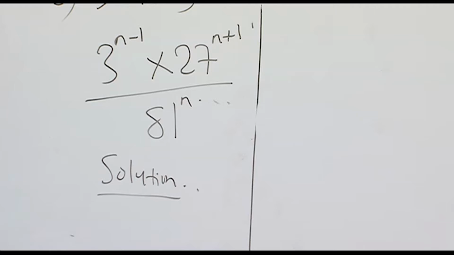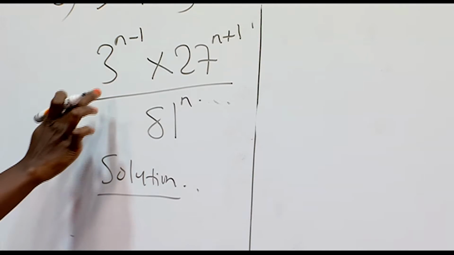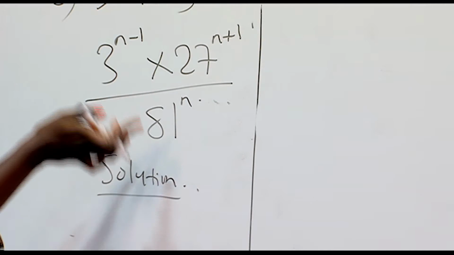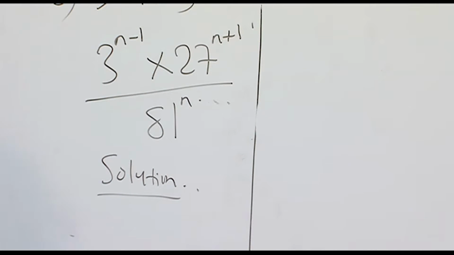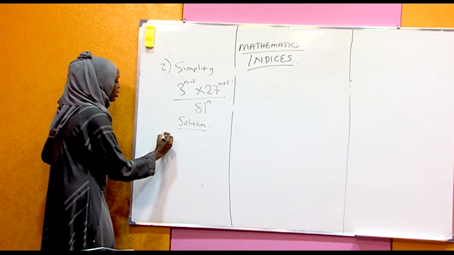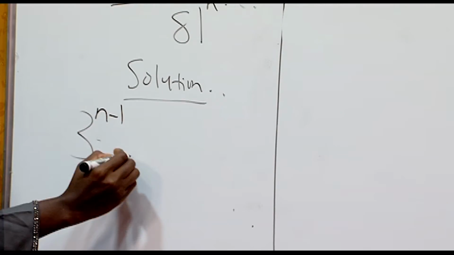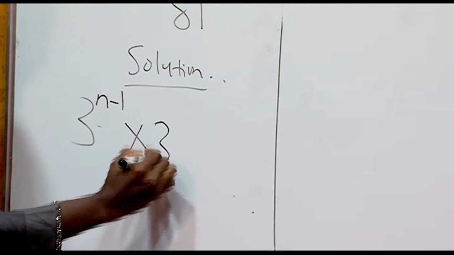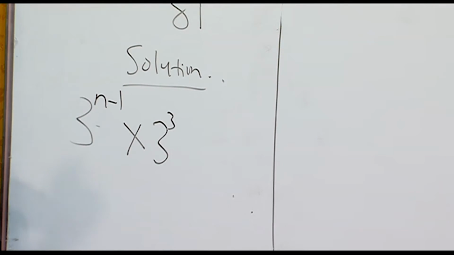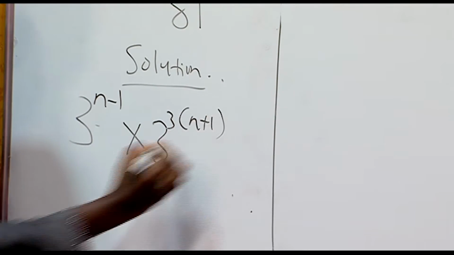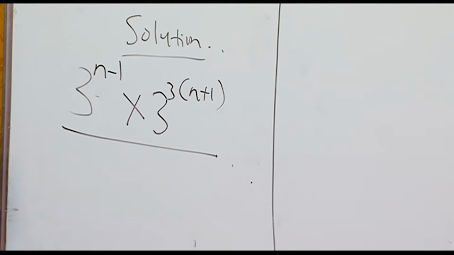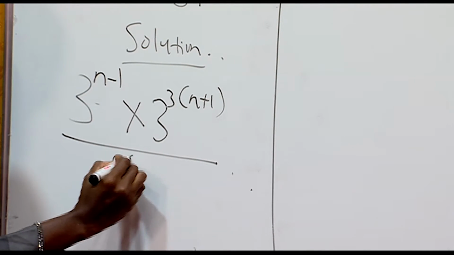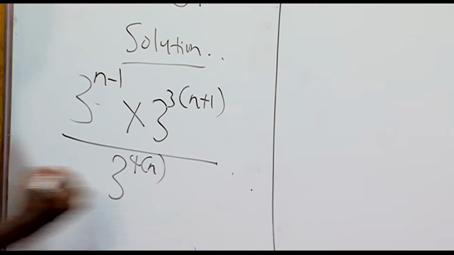So like we did in our previous question, I said the first thing is you look at the base. If they are not in the same base, you try to simplify and make them to be in the same base. The simplest number we have here is 3. So we try to make the 27 and the 81 to also be in base 3. So doing that, we have 3 raised to power n minus 1 times 27 is 3 raised to power of 3. But there is a power there already, which is n plus 1. Then 81 is 3 raised to power 4. That's 3 raised to power 4. There's a power there, which is n.